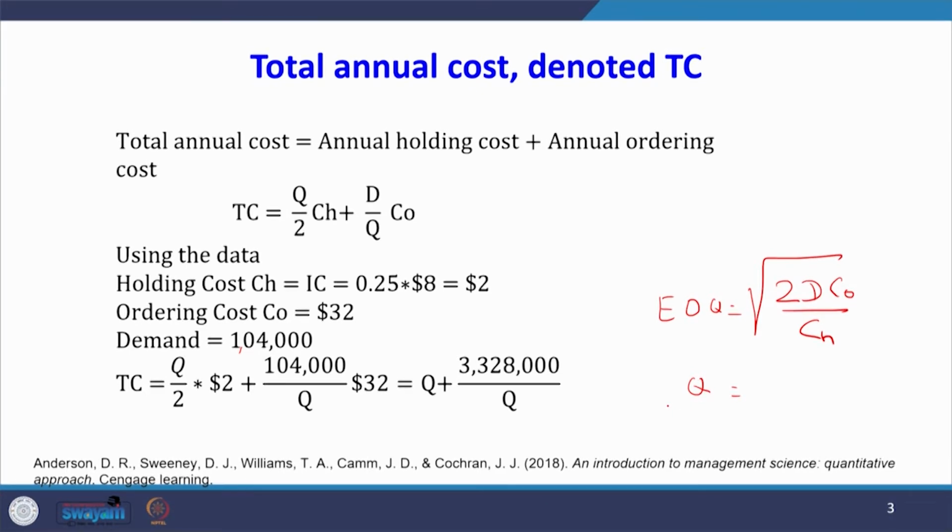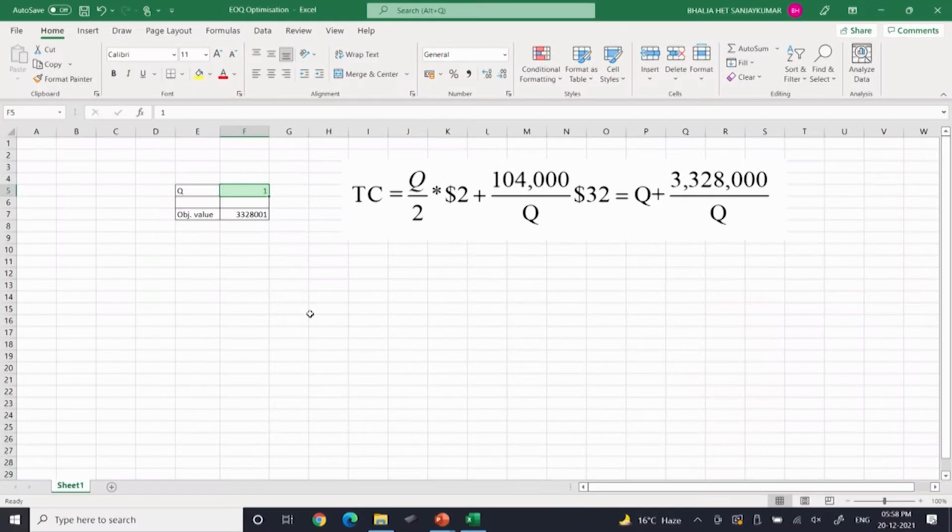I am going to open an Excel, write these equations, then find out the value of Q. We know the function for total cost is Q plus 33,28,000 upon Q. Q is my decision variable. Look at the objective function in F7. In F7 I have written this expression: the value of the objective function is Q, that is F5, plus 33,28,000 upon F5. Now, this expression is nonlinear.